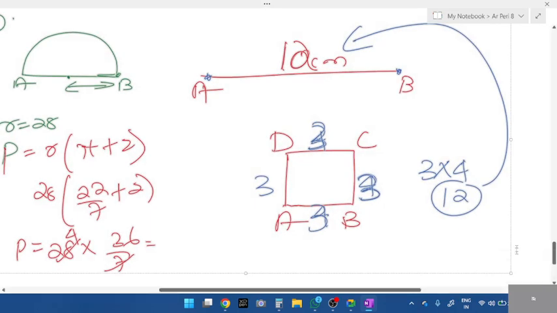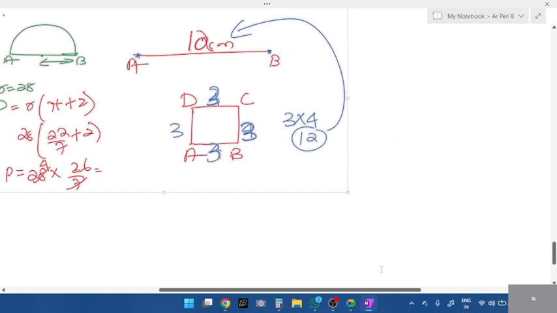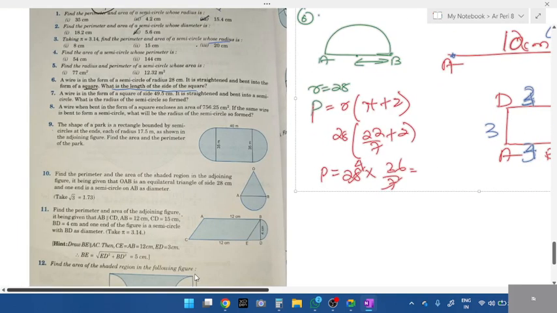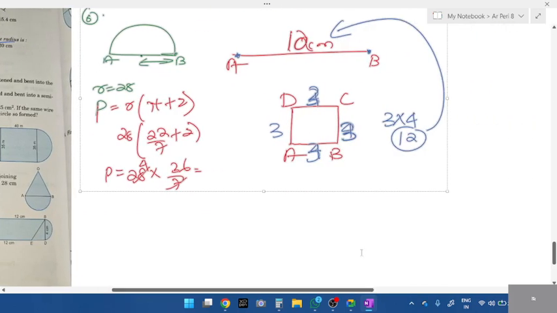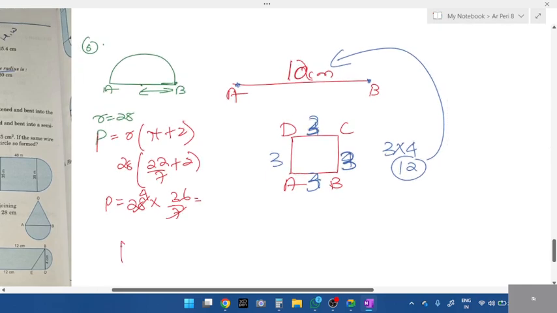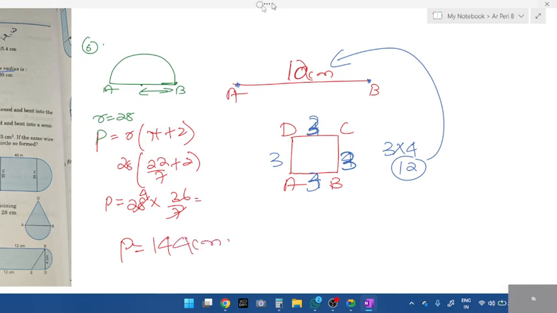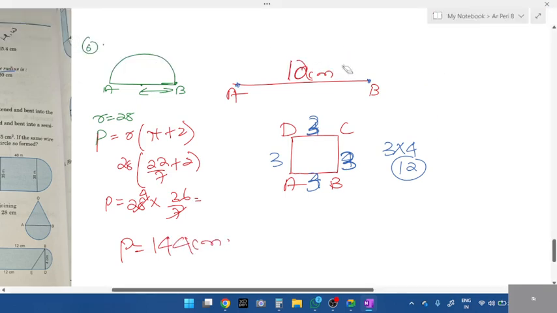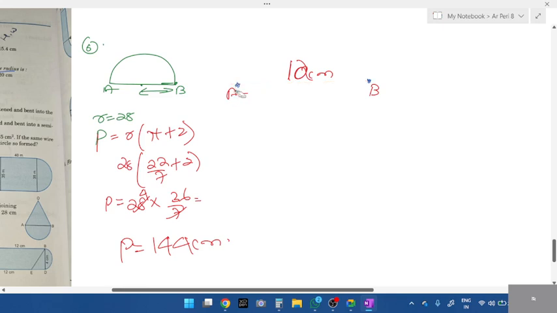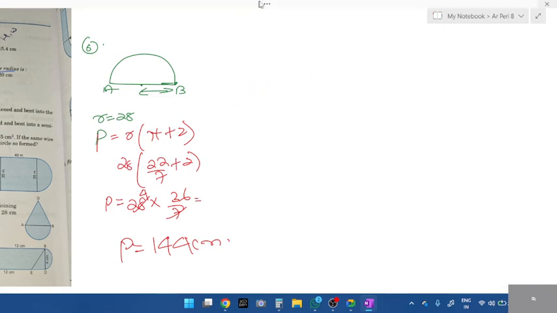144 meters. Meter or centimeter? What is given in the question? Centimeter, right? So what is the perimeter, students? The perimeter is 144 centimeters. Did you understand? All of you understood? Once you find this perimeter, do one thing. The same perimeter you take for the square.